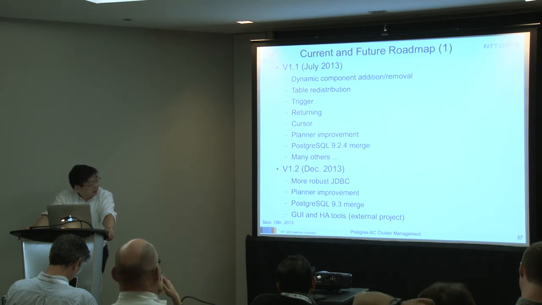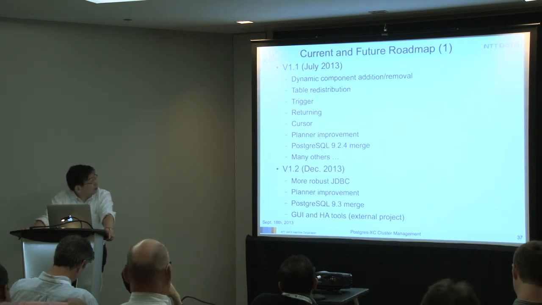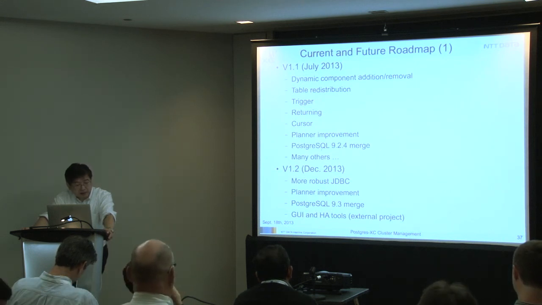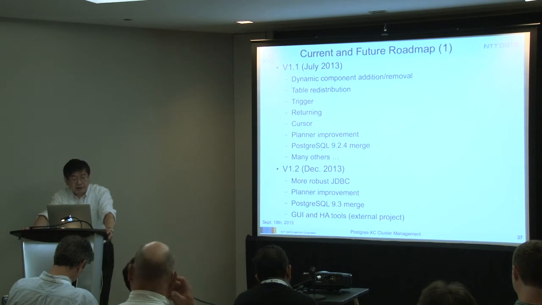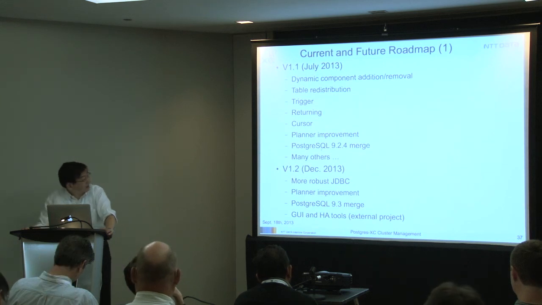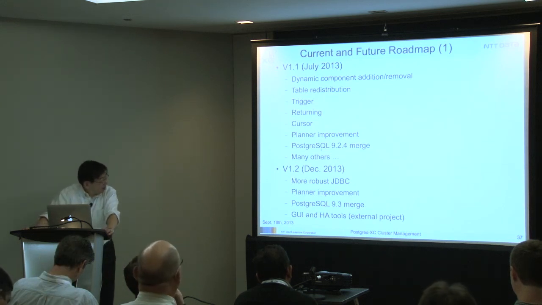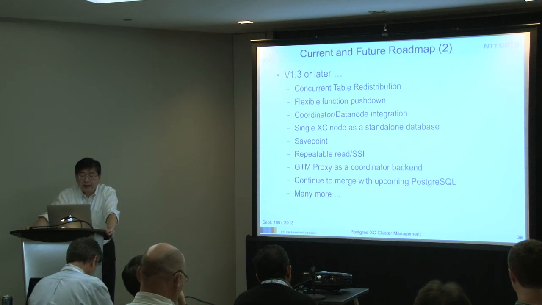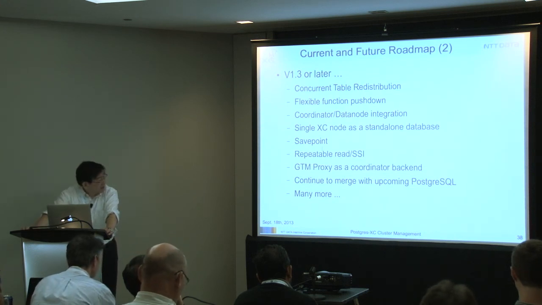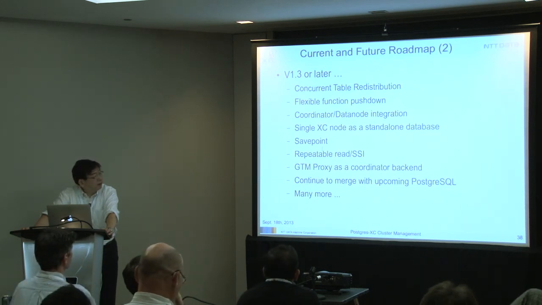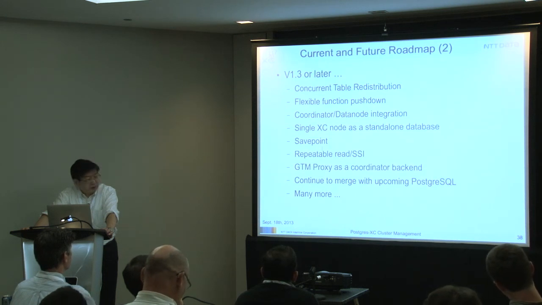So now we are extending this. We have just released 1.1, and we are planning to have the next major release by the end of this calendar year. It includes more robust JDBC support, as well as the 9.3 merge, and also an external project is developing GUI and HA tools. Also, here is a list of upcoming releases. We began to analyze and study how we can implement these.